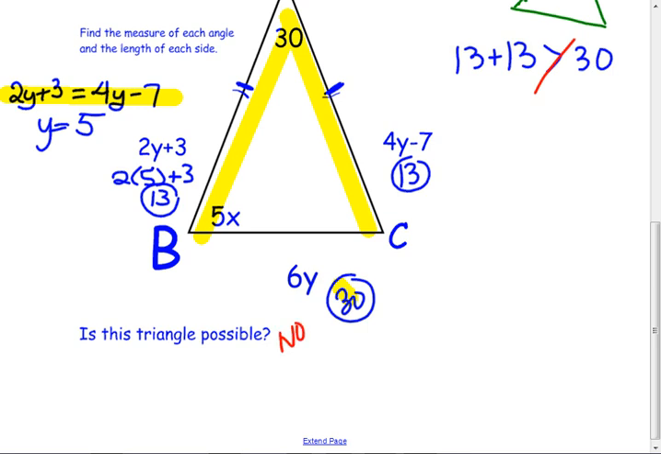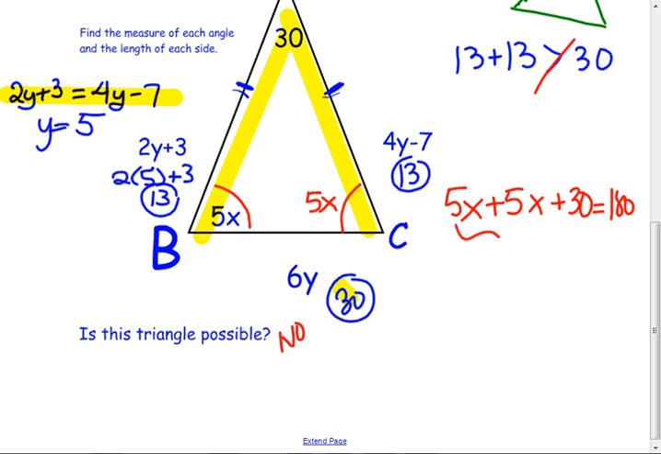Pretend it is. If this is 5x, how big is this one? 5x. So what's true about the sum of the angles? This is why I had problems in geometry too. You have to think. Equals 180. So 10x subtract 30 equals 150, and divide by 10. How big is x? It's 15.